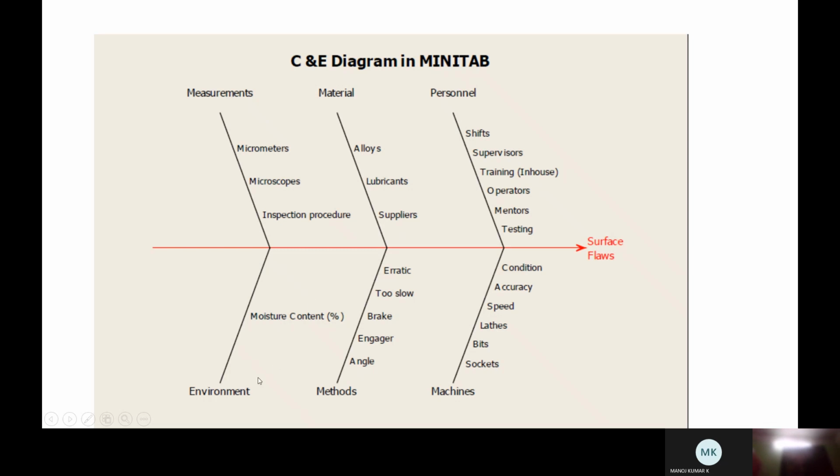And then environment, moisture content. And then method: erratic, too slow, brake, engager, angle, and other things. Machine means what is the condition of the machine: accuracy, speed, lathe. All these things affect surface finish. And then the condition, feed rate.